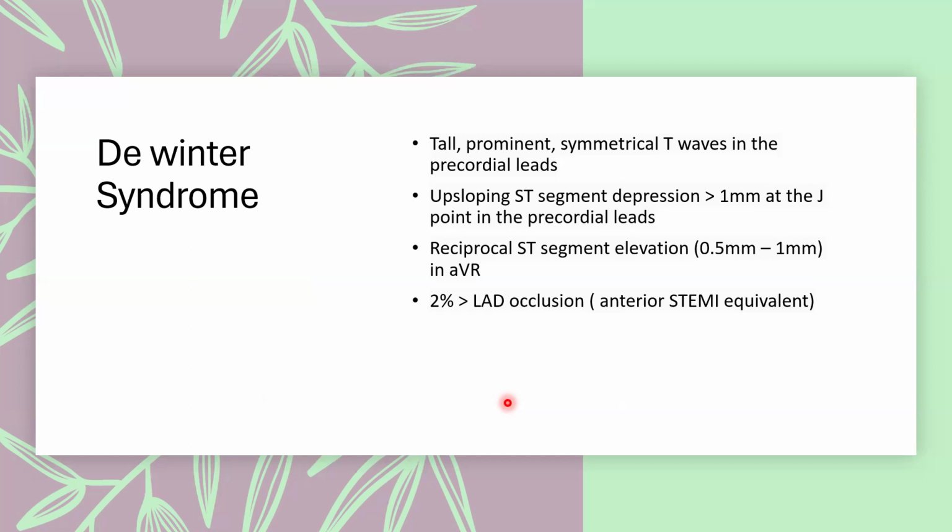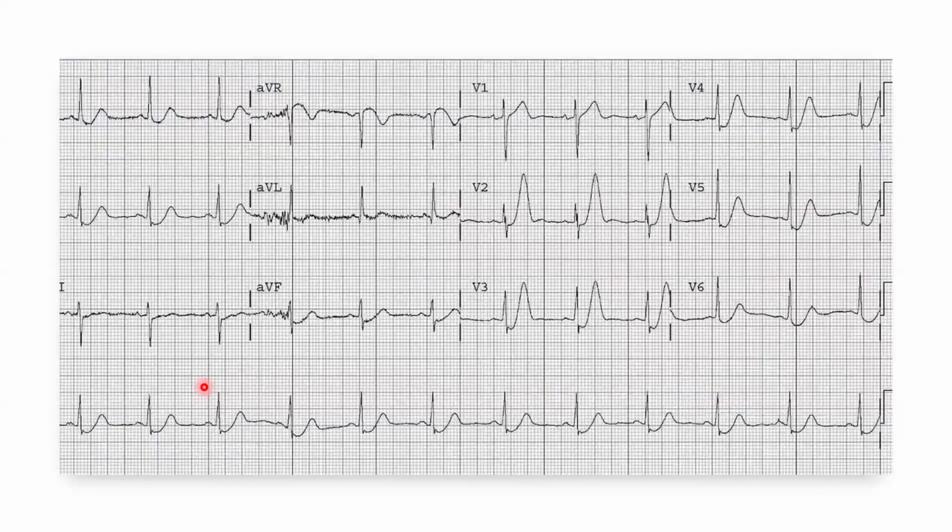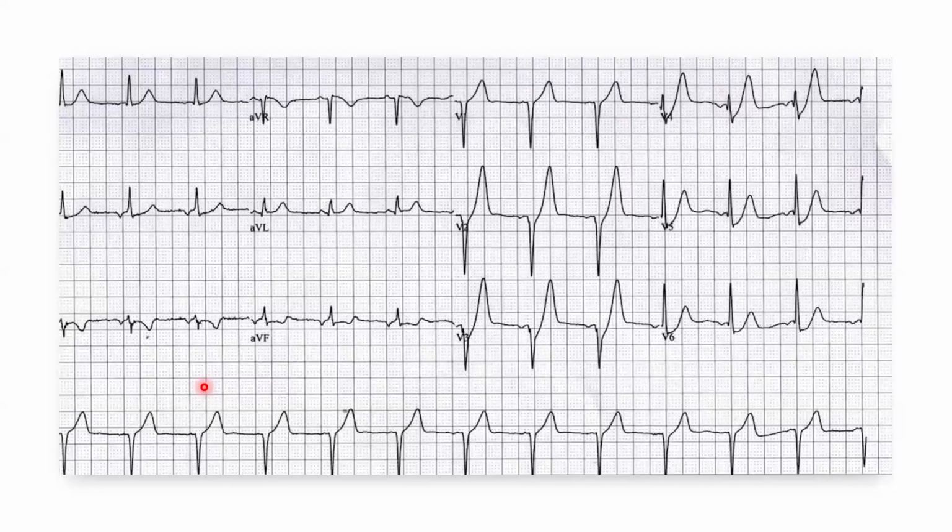And if we can find this pattern on the EKG, then we have to manage this patient urgently. Here we can see in the EKG, there is an upsloping ST segment depression of more than 1 millimeter. And this is the pattern on the EKG. We have some examples here.